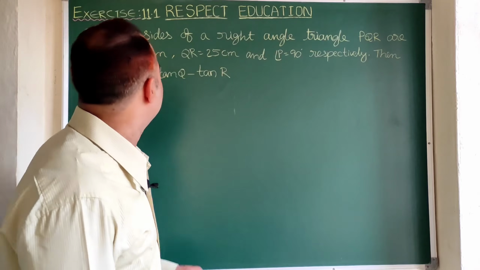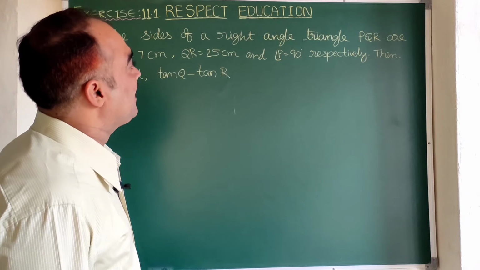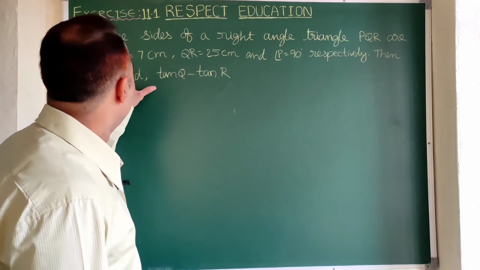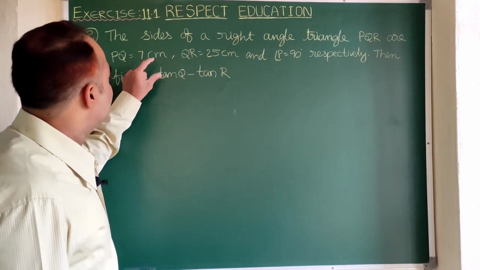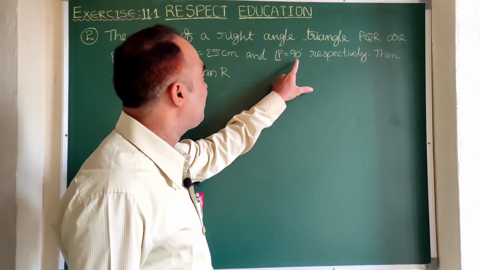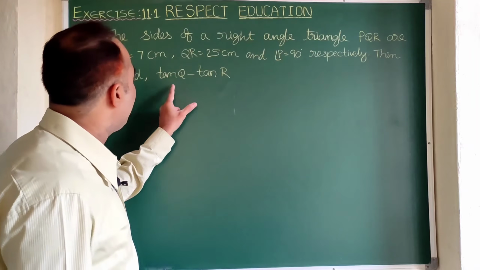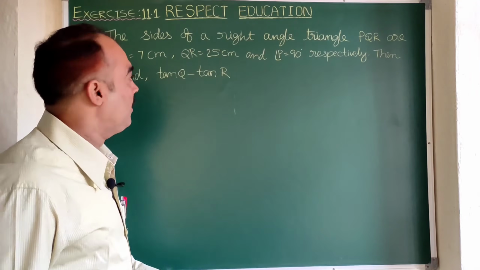Okay, now we will see question number 2. The sides of a right angle triangle PQR are PQ equal to 7 centimeter, QR equal to 25 centimeter, angle P equal to 90 degrees respectively. Then find tan Q minus tan R.